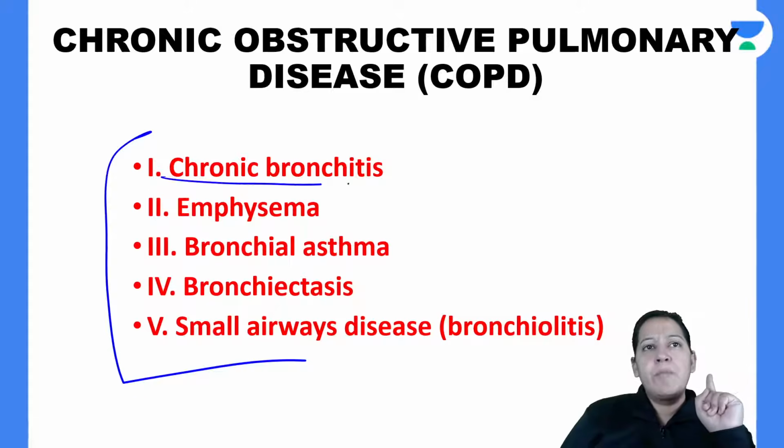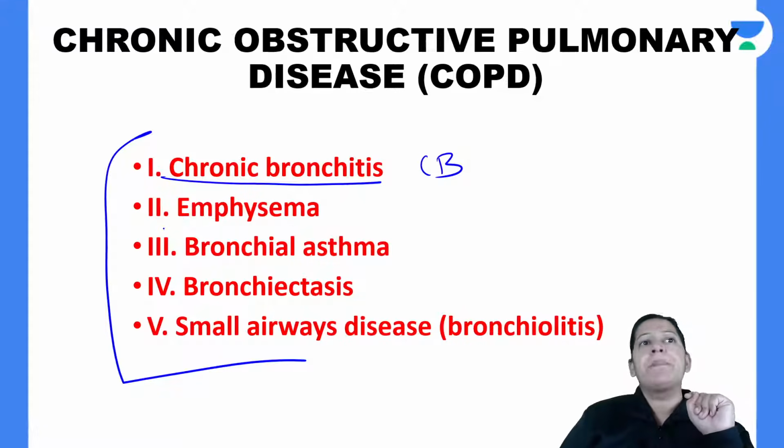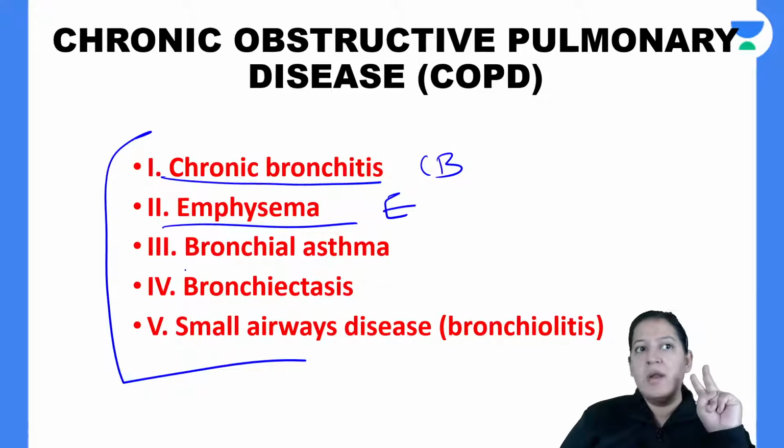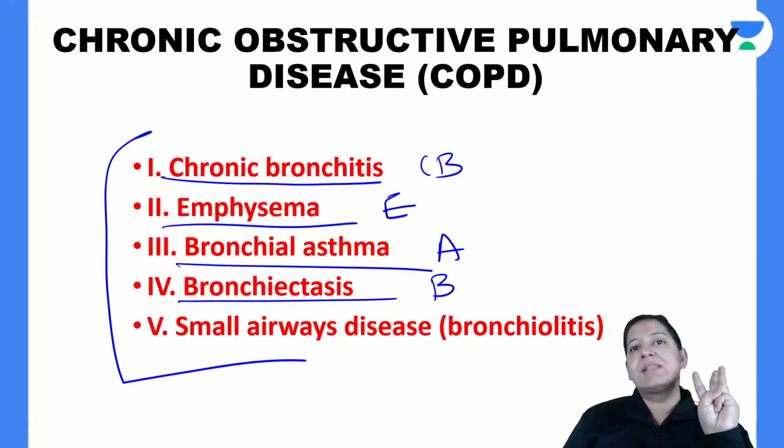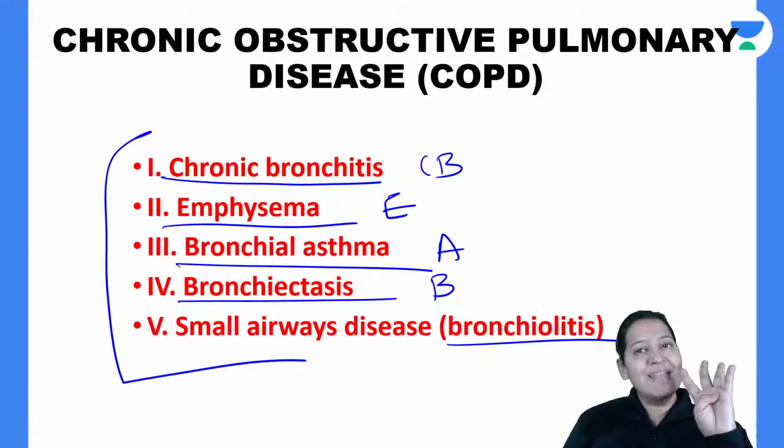So there are actually 5 types of COPDs, from which I will teach you the first 4. So chronic bronchitis is the first one. Emphysema is the second one. Bronchial asthma is the third one. Bronchitis is the fourth one. And bronchiolitis is the fifth one.